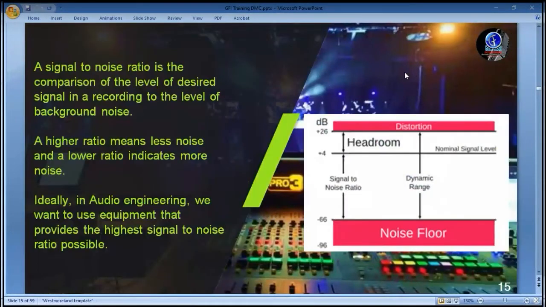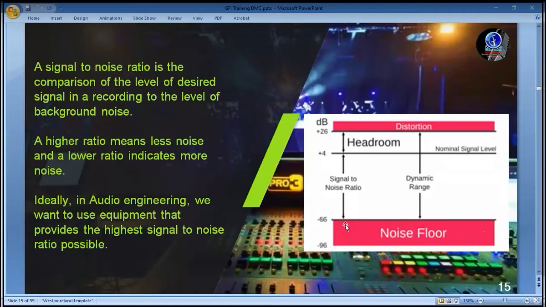A signal to noise ratio is the comparison of the level of desired signal in a recording to the level of background noise. You can see from this picture. Let's just go through it first. You see your floor level. The noise is at minus 96 dB to minus 66 dB.